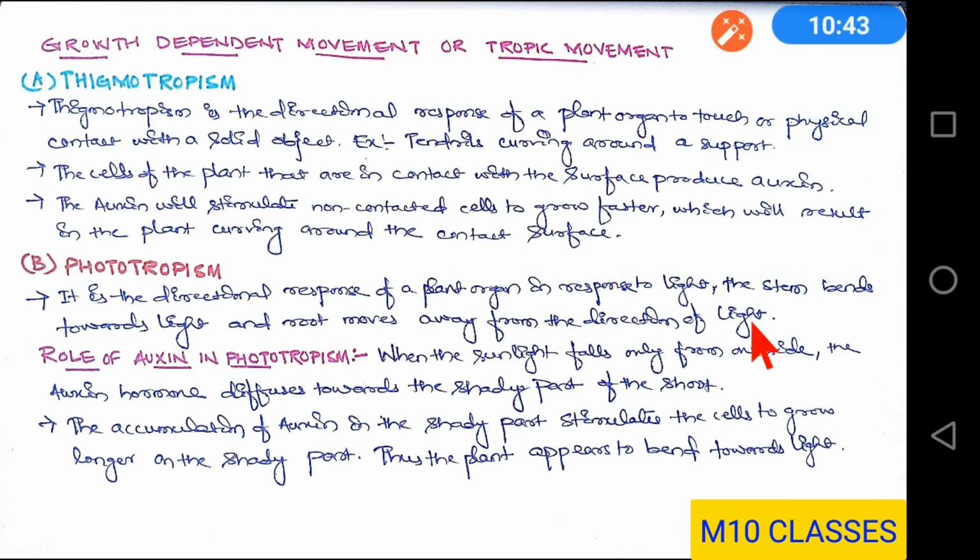But students, how does it happen? Now let us see. The role of auxin in phototropism is also important. When sunlight falls only from one side, the auxin hormone diffuses towards the shady part of the shoot. That means it moves away from the light, as you have already read in case of function of auxin, characteristics of auxin. The accumulation of auxin in the shady part stimulates the cells to grow longer on the shady part. Thus the plant appears to bend towards light.